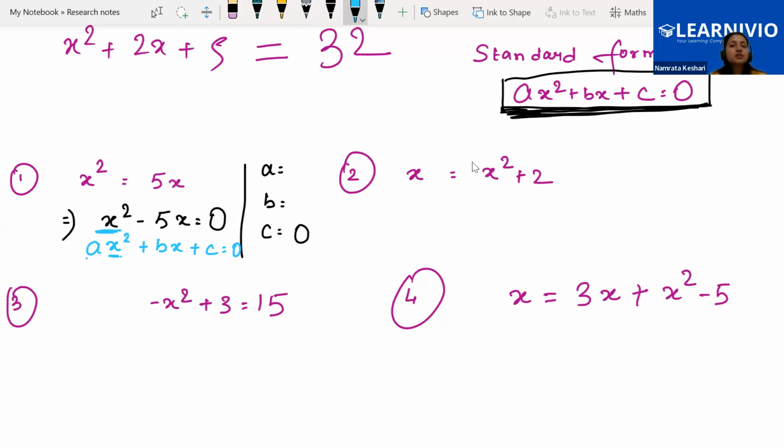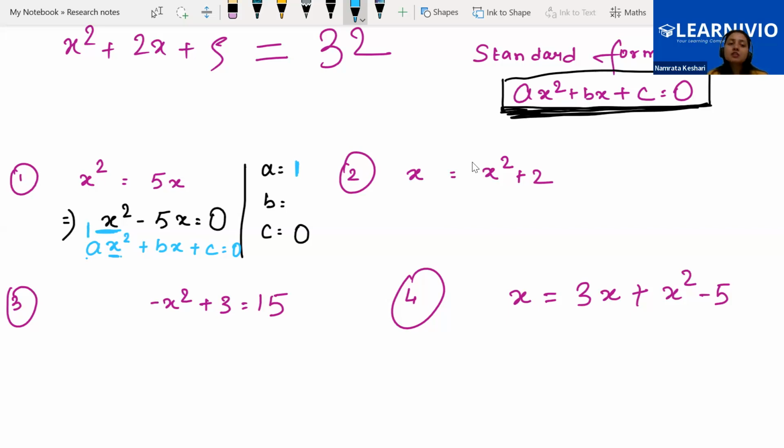What is the coefficient of x square? Afnan, what is the coefficient of x square? Alvina: One. Ma'am, one. 1 is the coefficient of x square. Okay, that is only a.